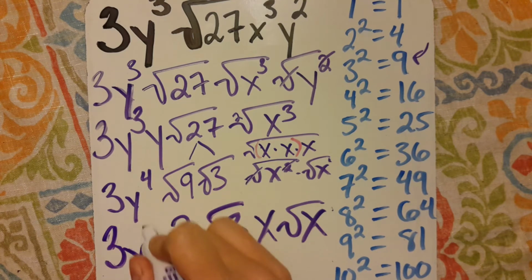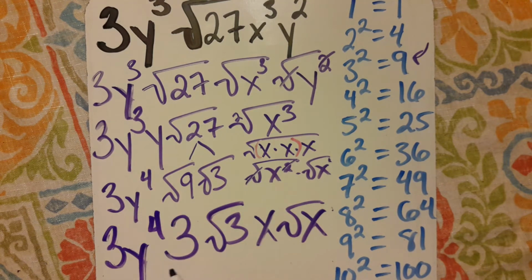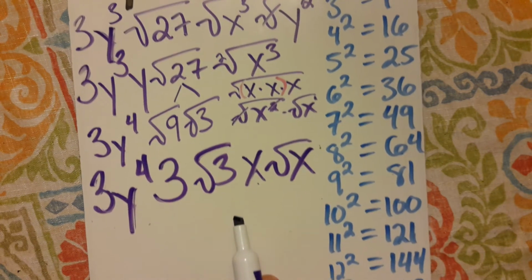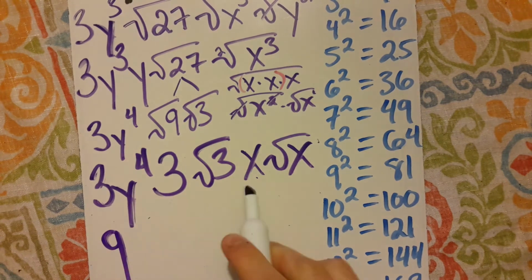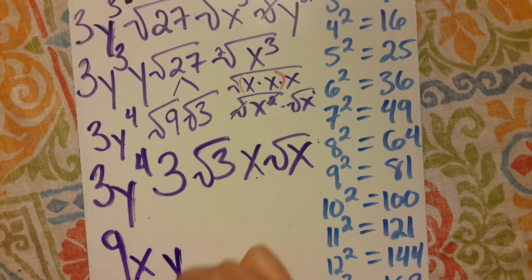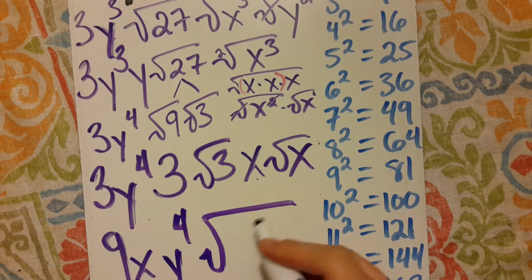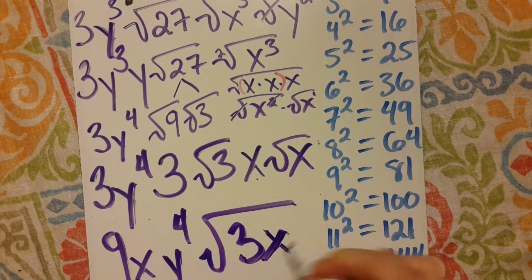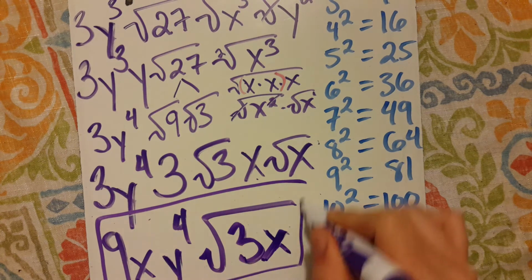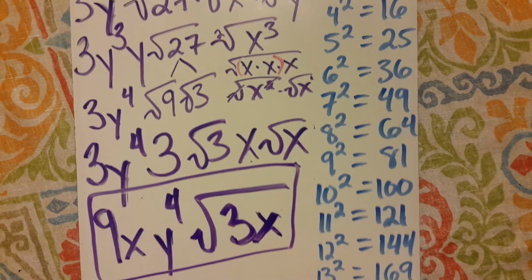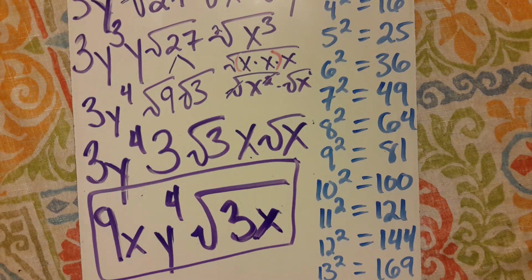So what you're left with on this row is 3y to the 4th times this 3 times the square root of 3 times x times the square root of x. Take all the stuff that's on the outside and combine it together. I have this 3 times this 3, that would be 9. I'm going to move the x over along with the y to the 4th. Did that take care of everything on the outside? It looks like it. Then combine everything that was in the radical sign, so that would be 3x. That is my super duper complicated answer, but it's actually the simplified answer.